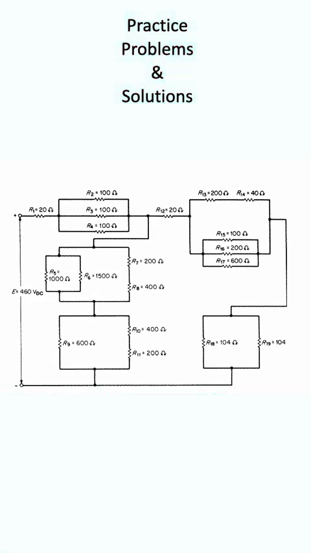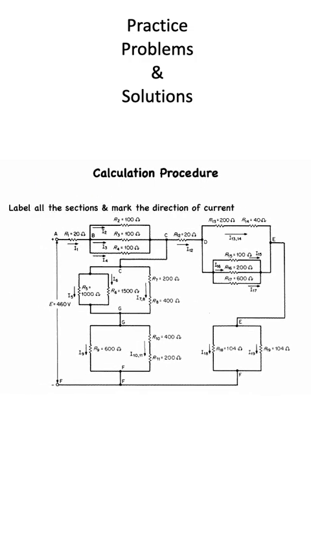This direct current circuit contains 19 resistors arranged as shown here and is connected to a power supply of 460 volts. Our task in this problem is to compute the current through and the voltage drops across each resistor in the circuit.